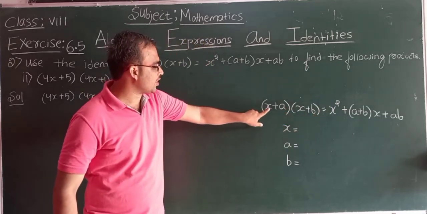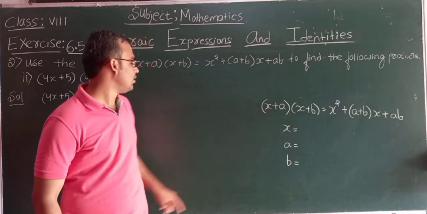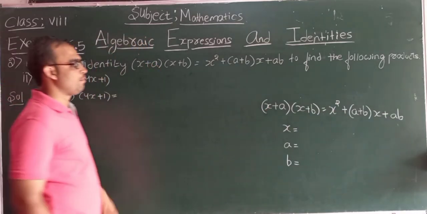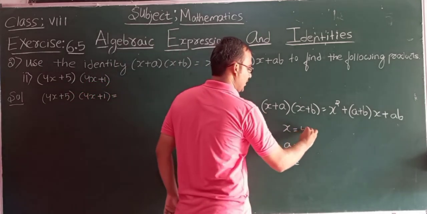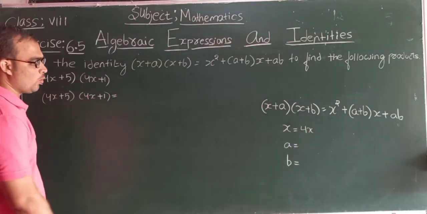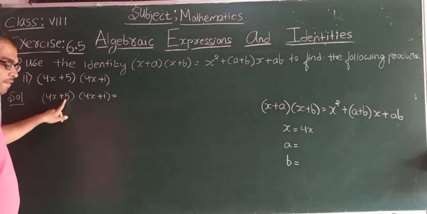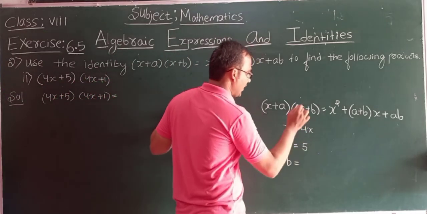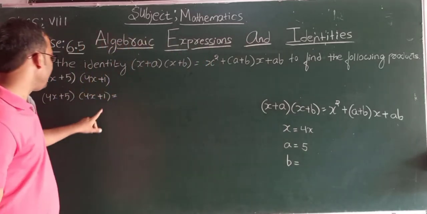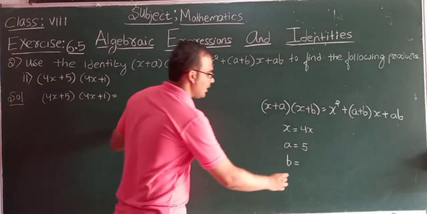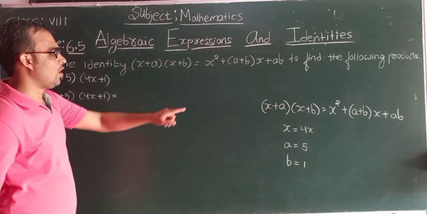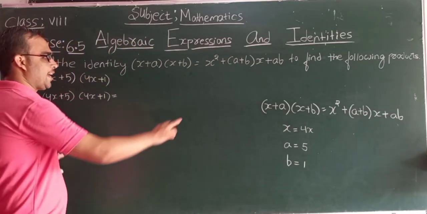Now look at here. In place of x, what is there? 4x is there. Okay, in place of x, 4x is there. Now in place of a, 5 is there. Okay, in place of a, 5 is there, and in place of b, 1. In place of b, 1 is there. Okay, now according to the formula, okay, x square.